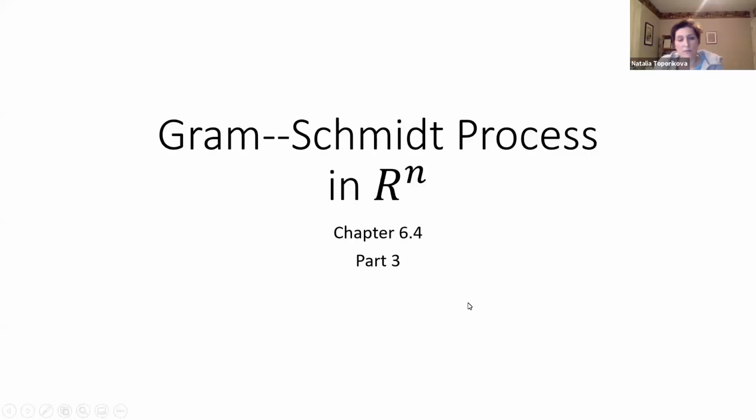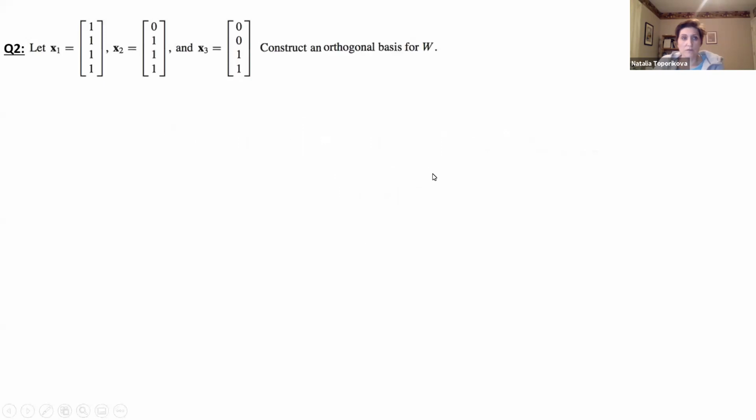Hello, this is the third part of chapter 6.4, and we will talk about the Gram-Schmidt process in higher dimensional space. For example, let's just look at R3. So we have a subspace here which is spanned by the vectors x1, x2, and x3. And our goal here is to create an orthogonal basis for the same subspace.